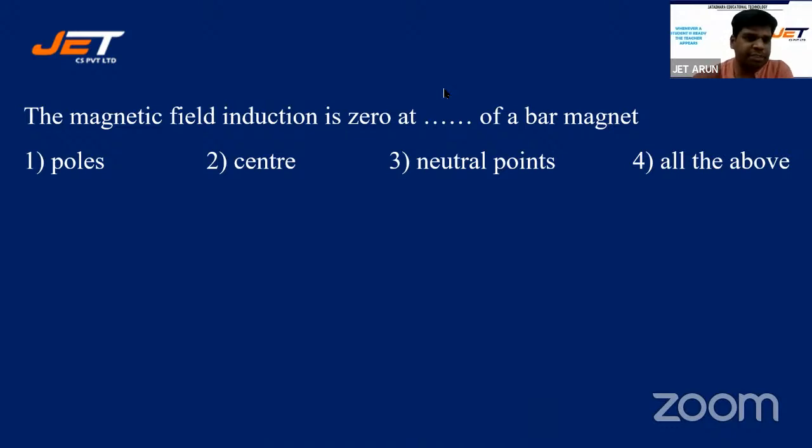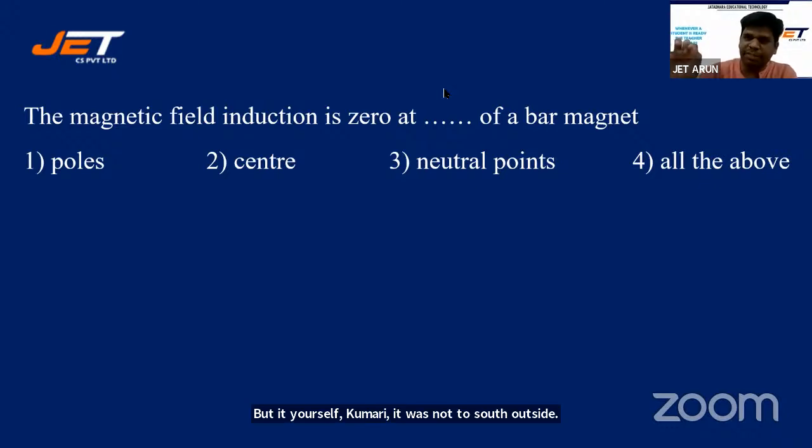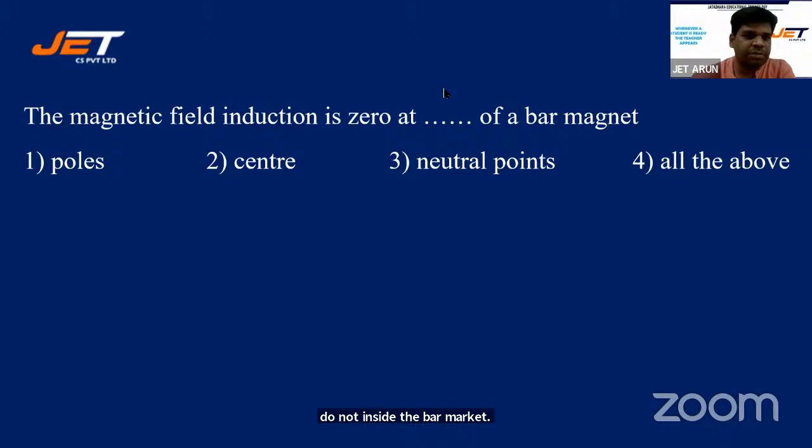Correct yourself, Kumari. It's north to south outside, south to north inside the bar magnet. All right, good. That's okay, Kumari. Mistakes are okay, absolutely okay, as long as you correct yourself.